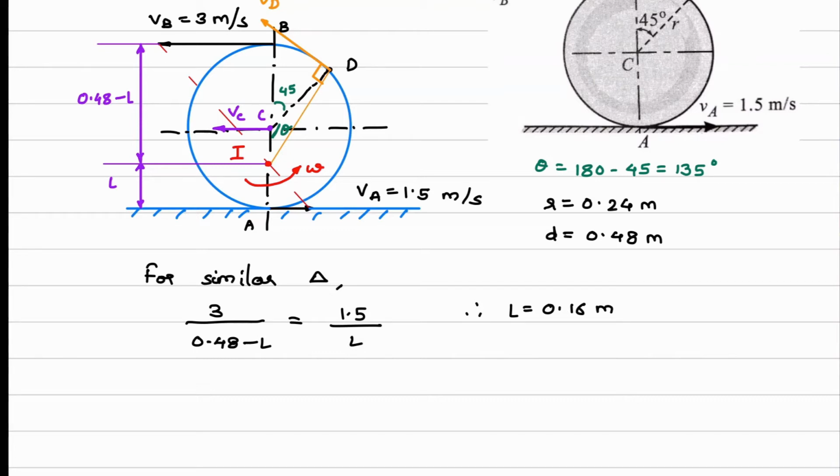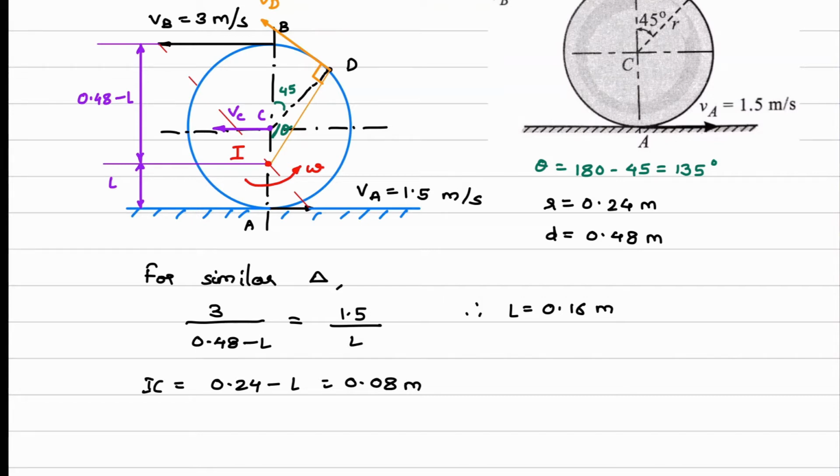Okay, now what will be this IC value? This IC value will be radius minus L. So IC is equal to radius 0.24 minus L, equal to 0.08 meter.